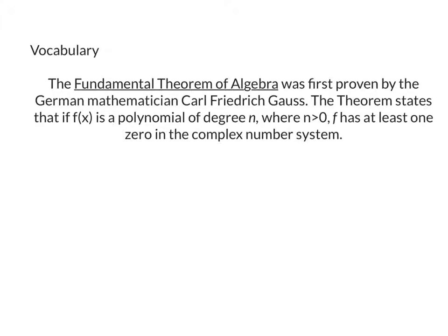Alright, just a little vocabulary. The fundamental theorem of algebra was first proven by the German mathematician Carl Friedrich Gauss. The theorem states that if f of x is a polynomial of degree n, where n is greater than 0, f has at least one zero in the complex number system.